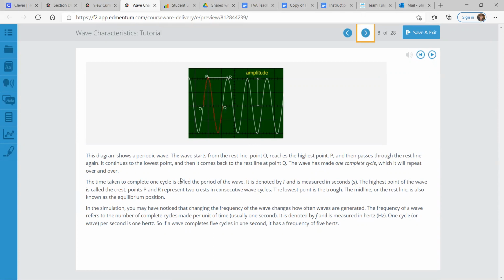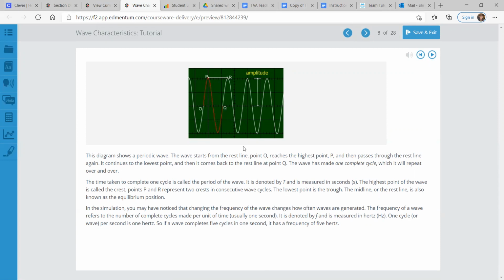The time taken to complete one cycle is called the period of the wave, and we call that T. So the time it takes to go from here all the way to here, that is the period, T. And we measure that in seconds. So think of time, T, period, seconds. The highest point of the wave is called the crest. So we call this the crest. Points P and R represent two crests in consecutive cycles of the wave. This is one and then two cycles.